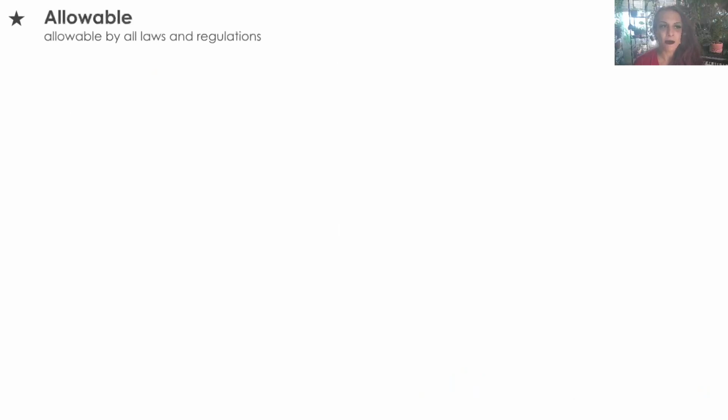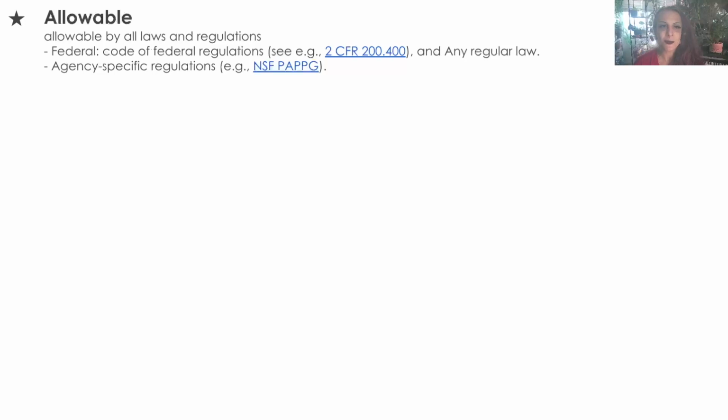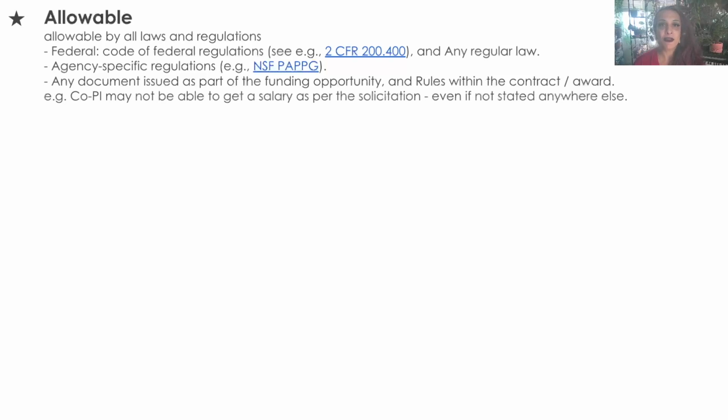Essentially, is it allowed by laws and regulations surrounding the solicitation, surrounding the agreement in any way at all levels? This means federal level with all the federal regulations and agency specific regulations like the NSF, BABBG. Any document issued as part of the funding opportunity. This means the actual solicitation and anything that may come in the package of the funding opportunity. For example, there may be restrictions in salaries of co-PIs, MPIs, and participants. All of that must be respected and is considered part of allowability.